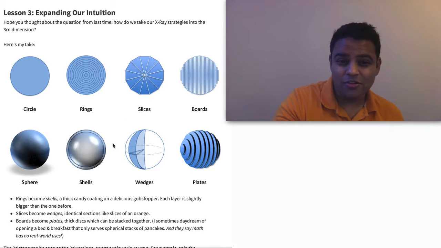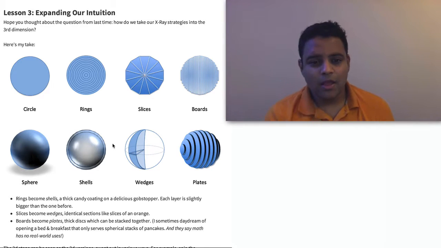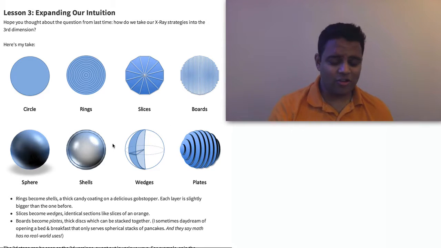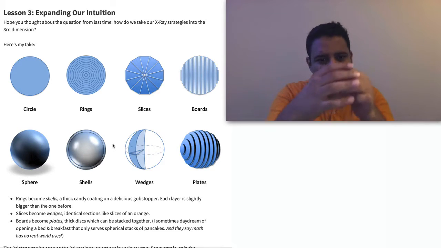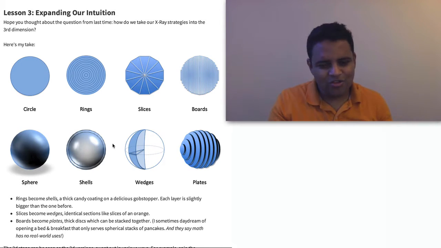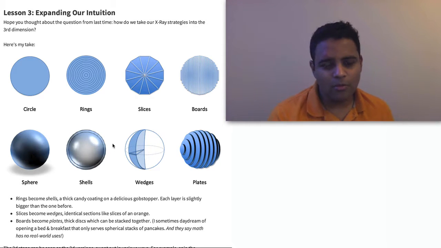Slices become wedges. I can imagine, instead of cutting a pizza, you're cutting an orange. And another way to think about the wedges is that you're pushing up some Play-Doh through a mold, and maybe the size of the mold is changing as you go along, but you're extruding out this shape, so you have that triangular section being formed.